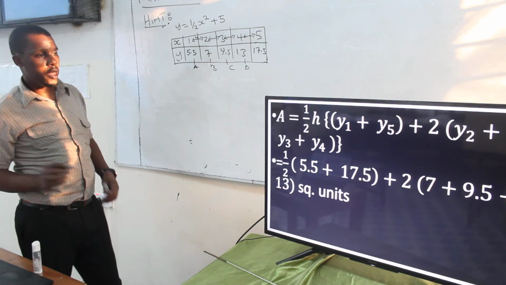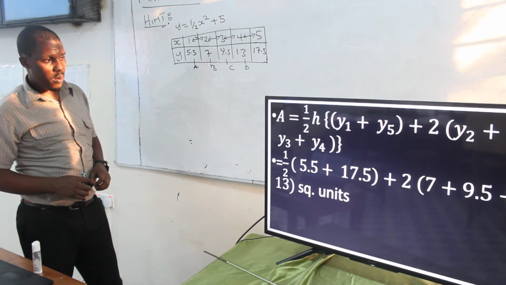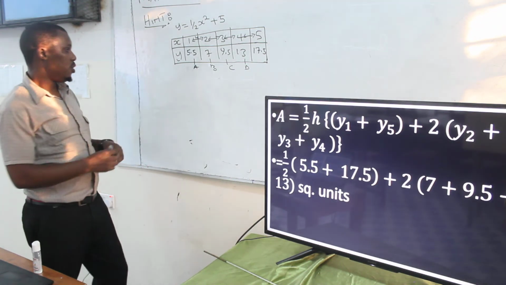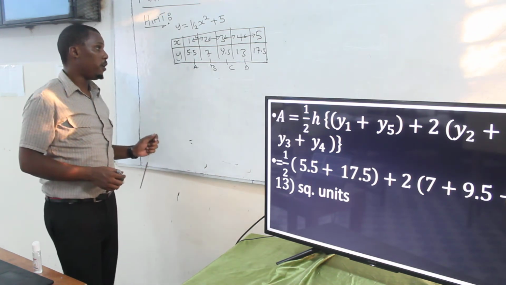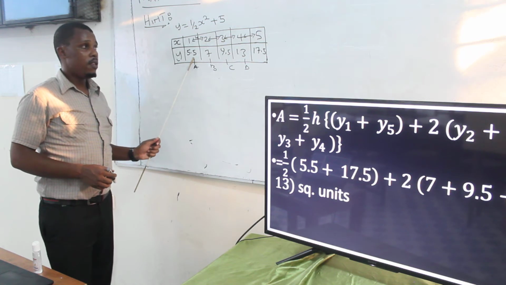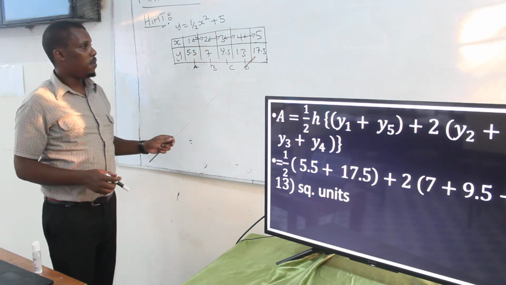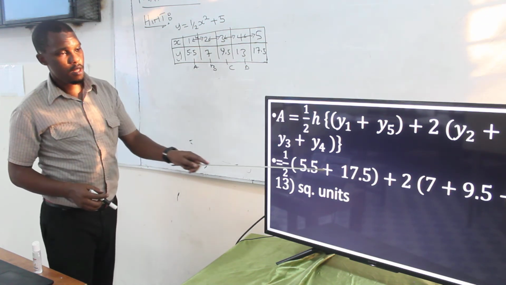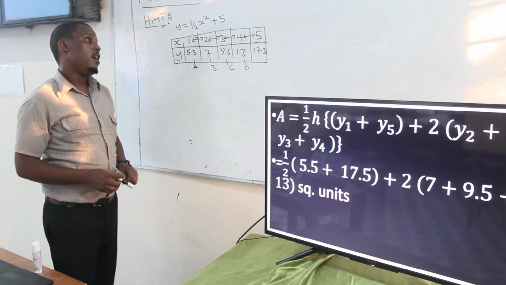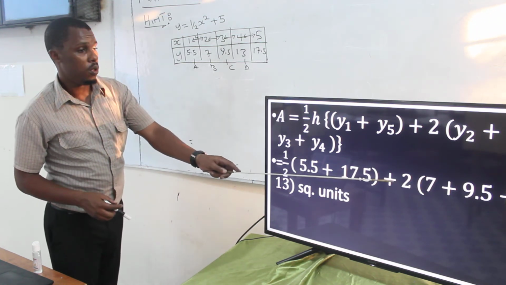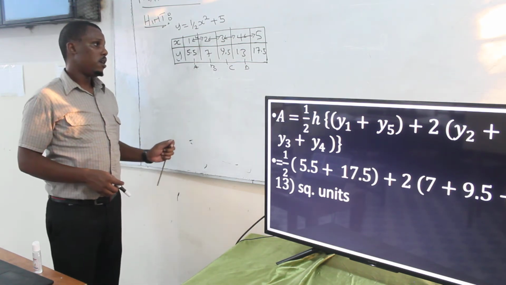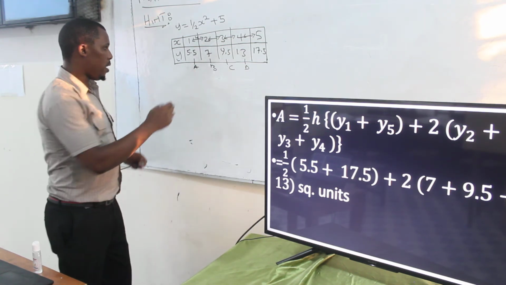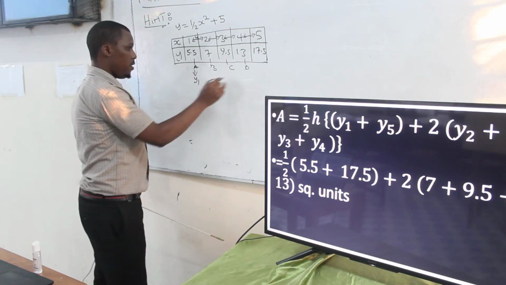Now note, we have our Y1, and you can see our Y1 there is 5.5. Then our last length is 17.5. That's what we have in there. Then the other ones are 2, plus 7, plus 19.5, plus 3, plus 13. So these are our Y1 and Yn, and then these are the rest.